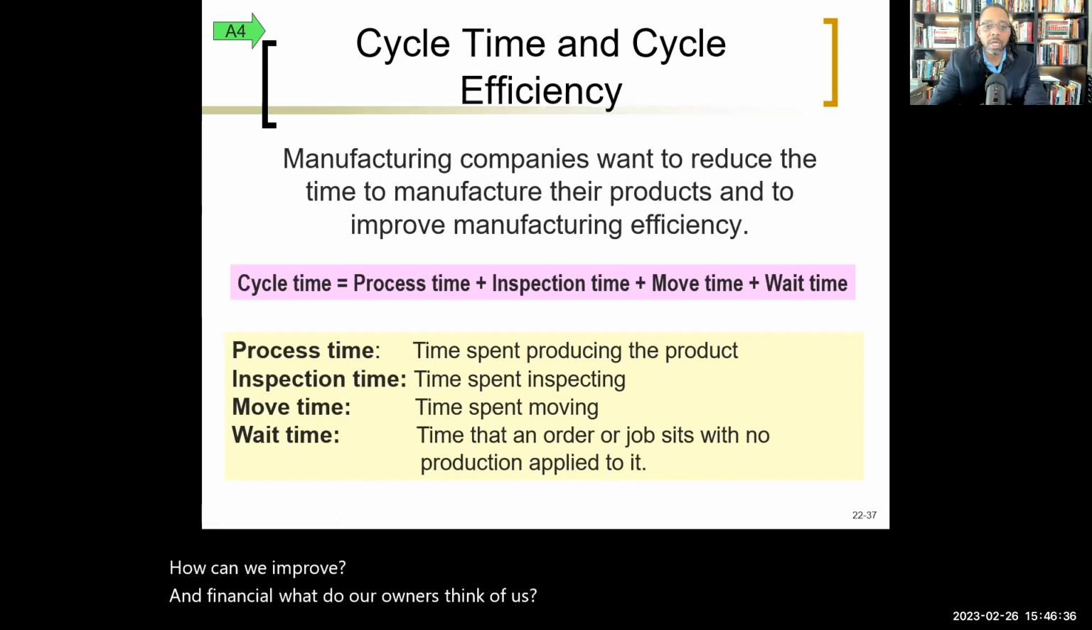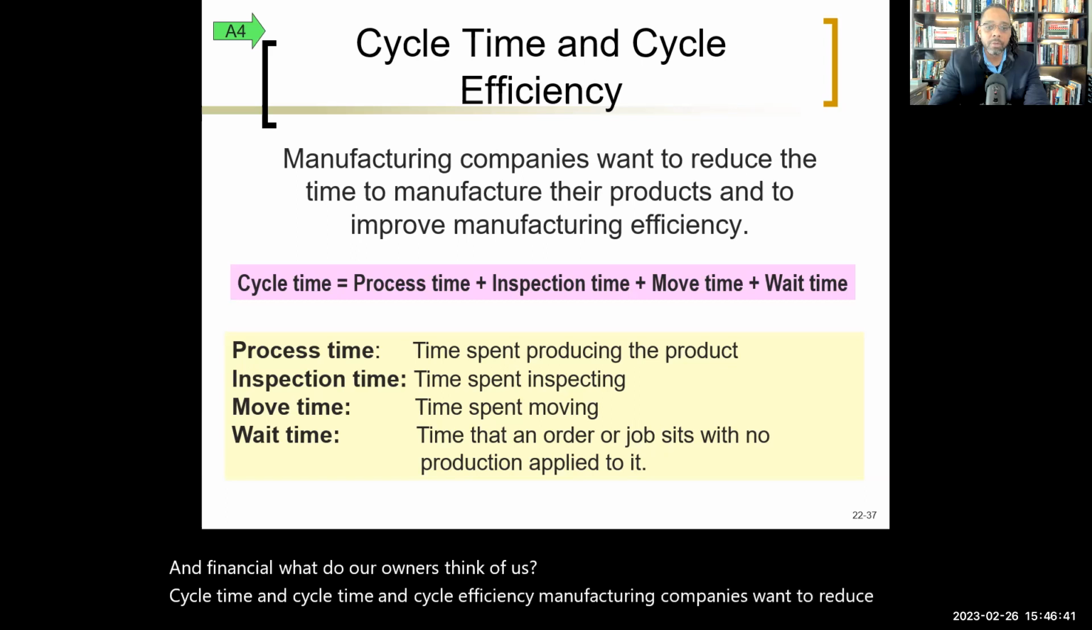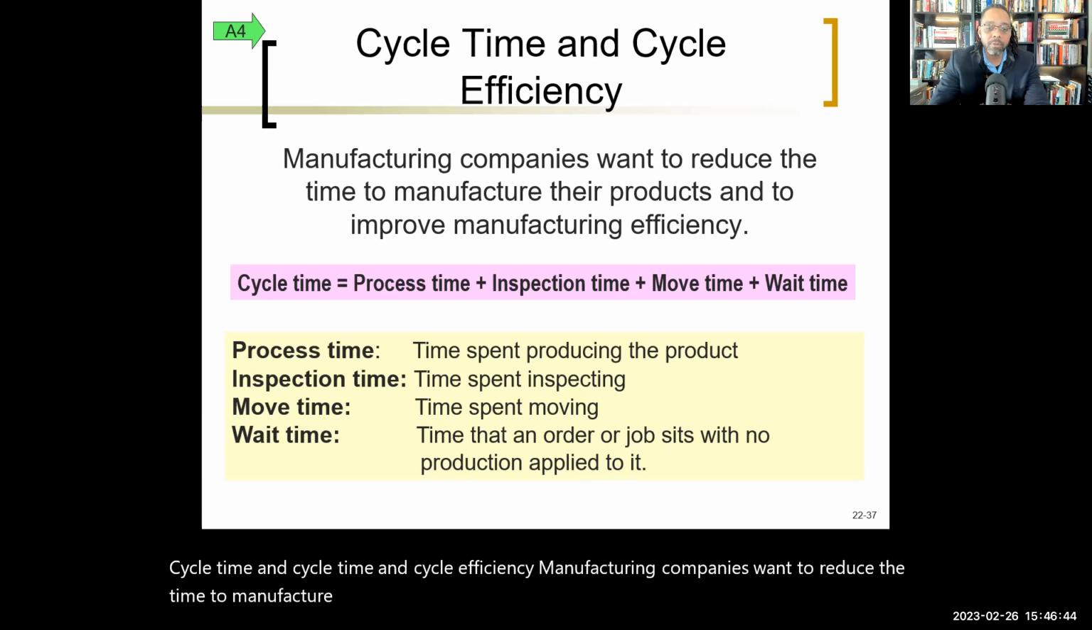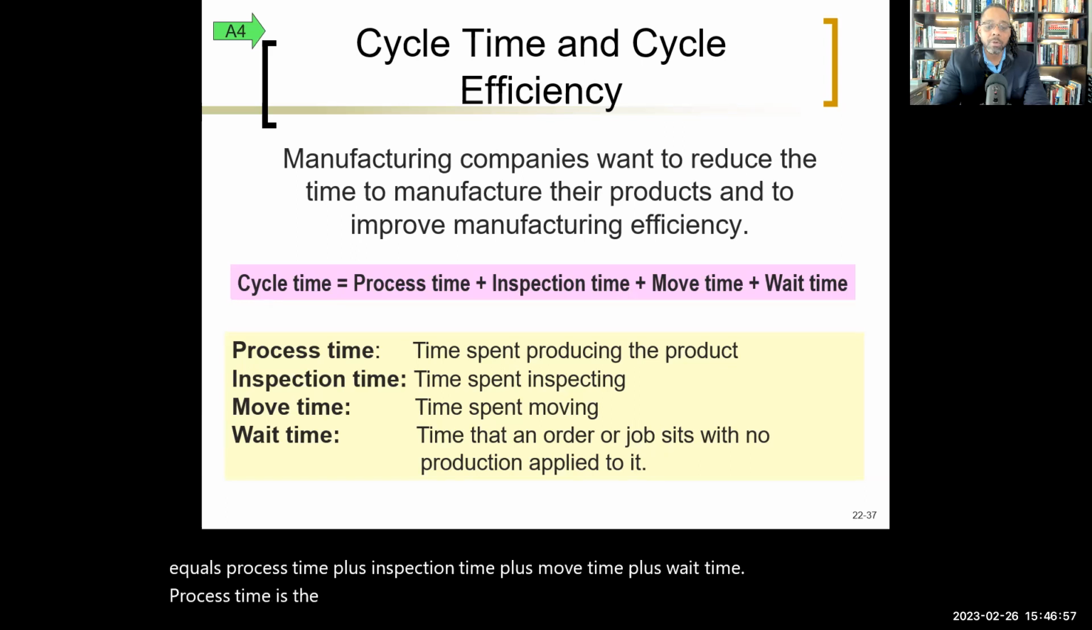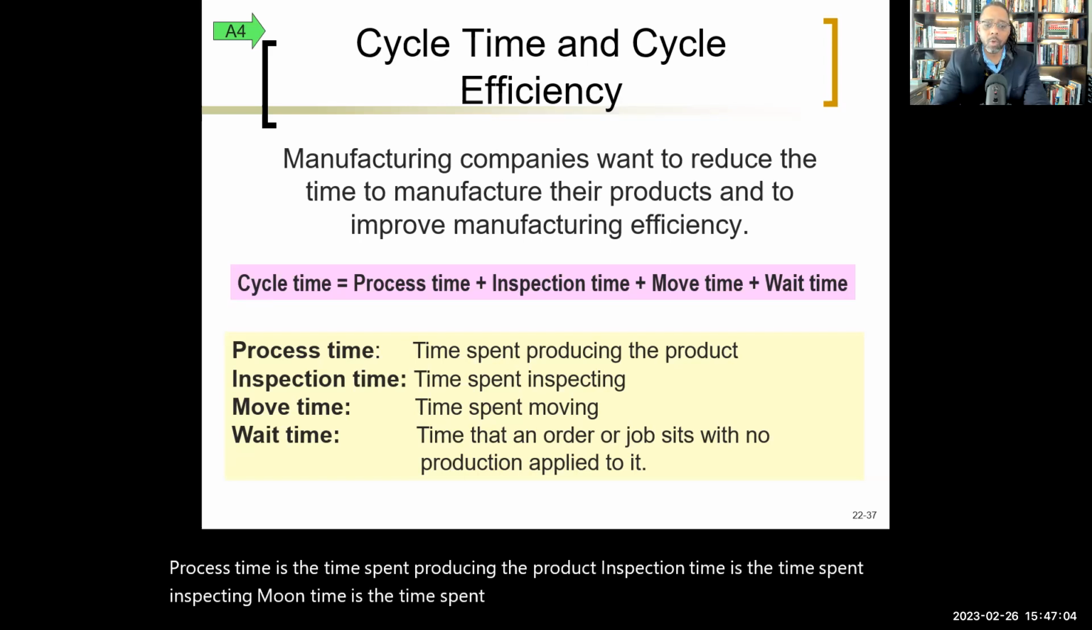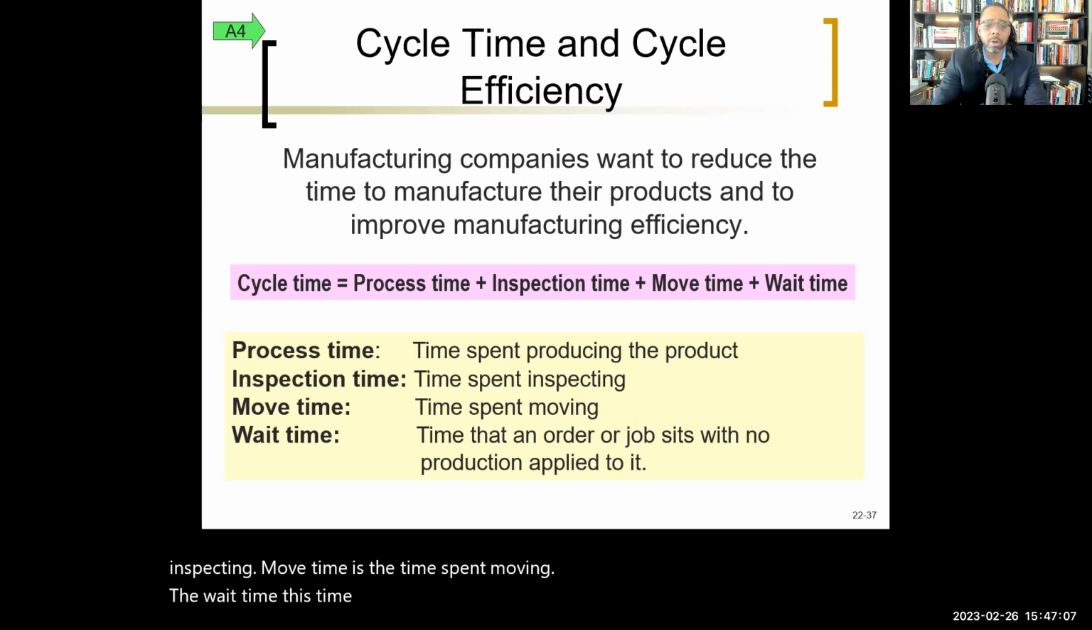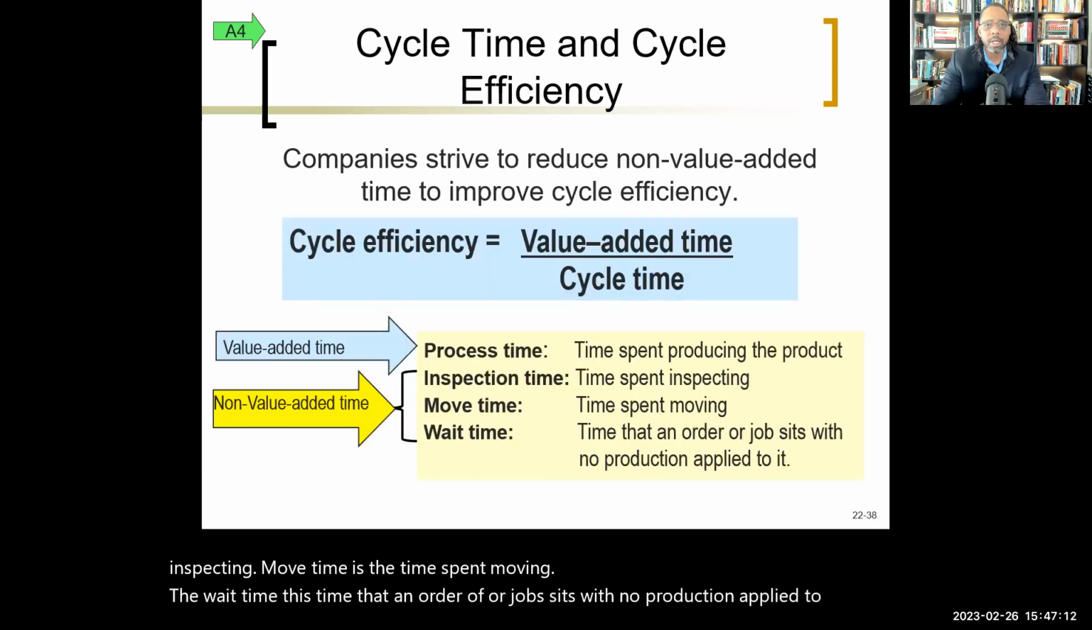Cycle time and cycle efficiency. Manufacturing companies want to reduce the time to manufacture their products and to improve manufacturing efficiency. Cycle time equals process time plus inspection time plus move time plus wait time. Process time is the time spent producing the product. Inspection time is the time spent inspecting. Move time is the time spent moving. The wait time is time that an order or job sits with no production applied to it. It kind of sits on the floor.